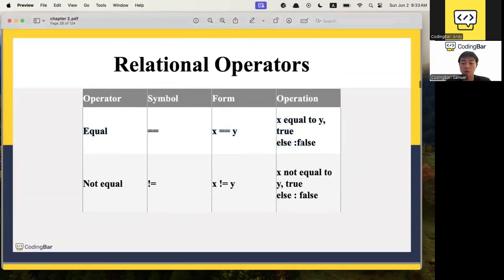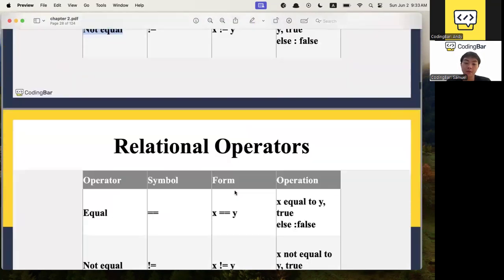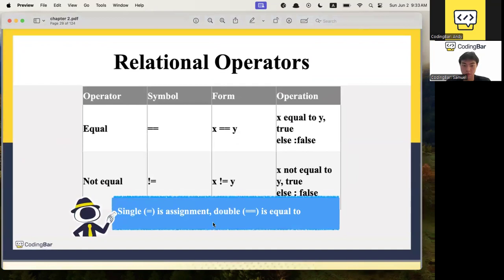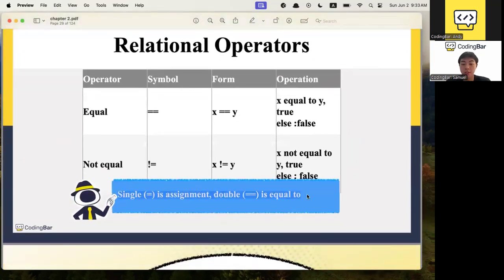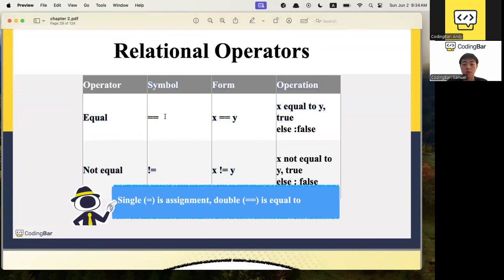Also, we have equal. This is comparing whether x is equal to y. And also we have not equal. That means we are verifying whether x does not equal y. And we have mentioned it many times already: equal and double equal are different. Equal is for variable assignment, while double equal is for comparison. So this is double equal. Finally, we get to see it.